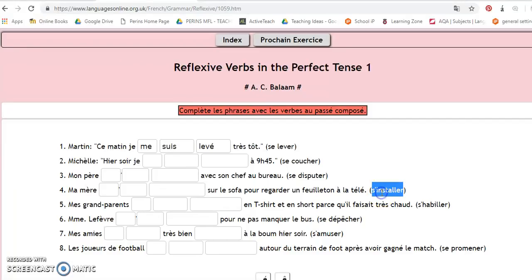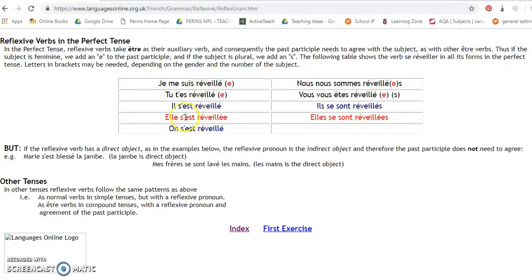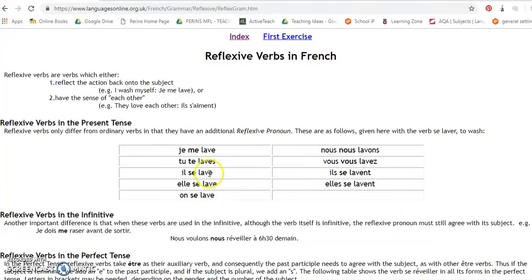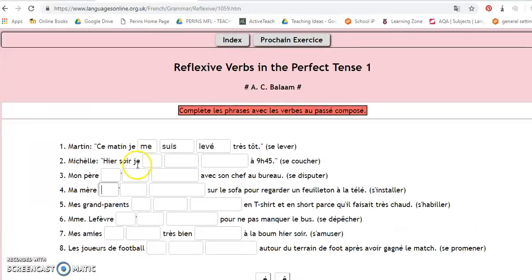So we've got s'installer. So let's have a quick look. First of all, I need to know what my reflexive pronoun is. Now, if I look here, I can see that it hasn't got ma mère at all, because it's only got my pronoun. So we need to think about what pronoun ma mère goes along with. So we've got, is it je, tu, il, elle, on, nous, vous, ils, elles? Well, it's going to be elle, because ma mère is she.